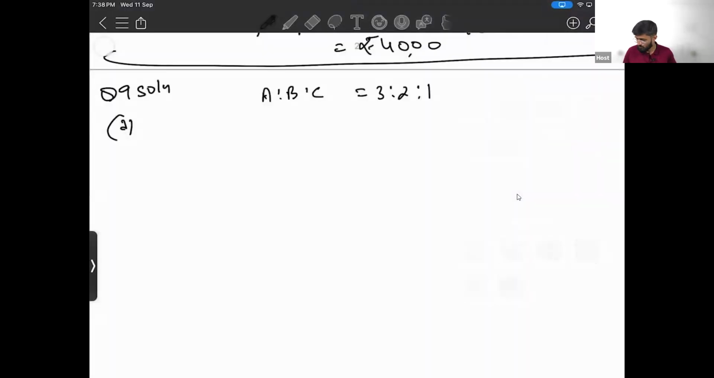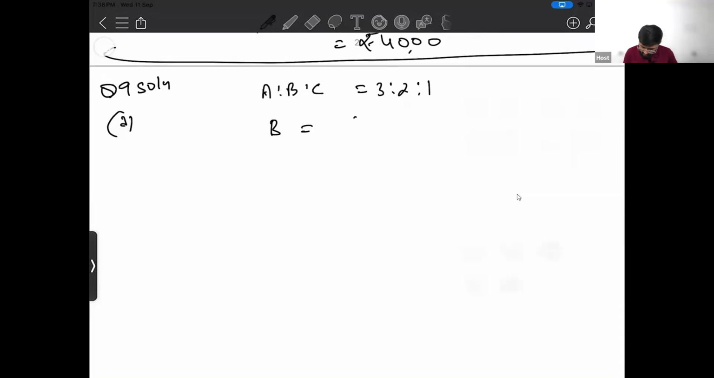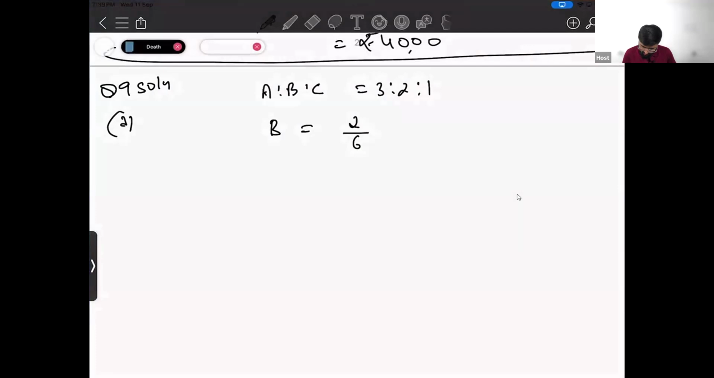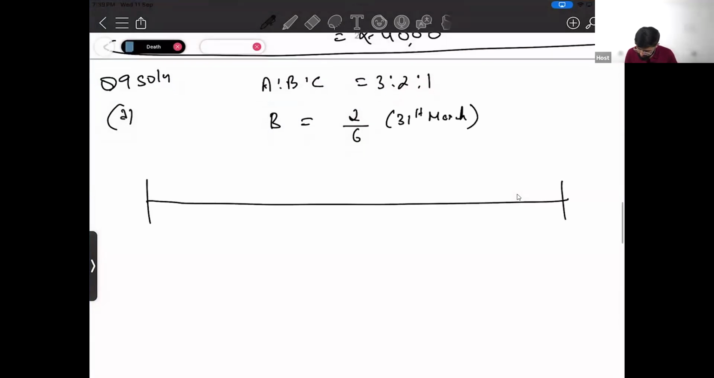Now B dies, B's share is 2 by 6. So B died on 31st March. Let's understand through a timeline.